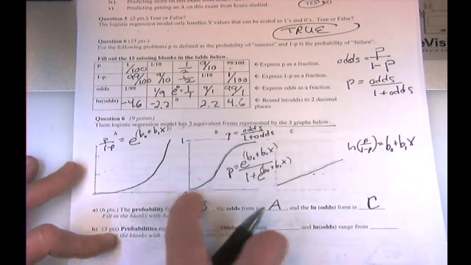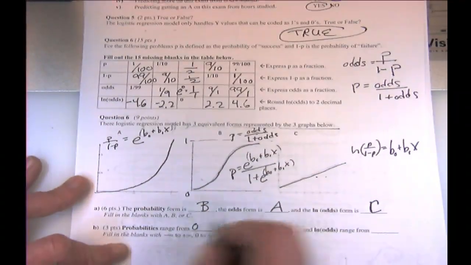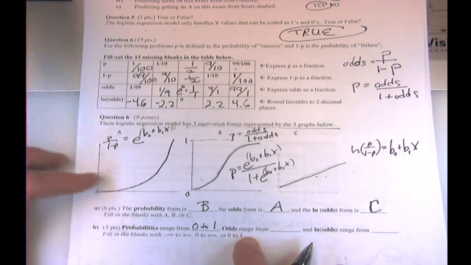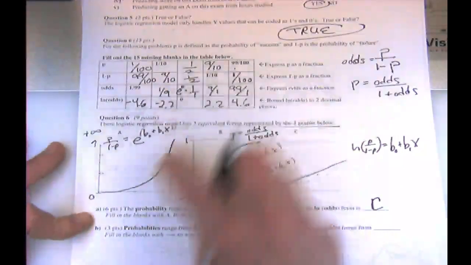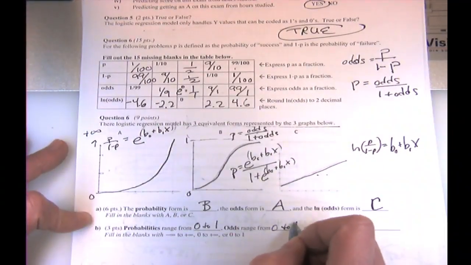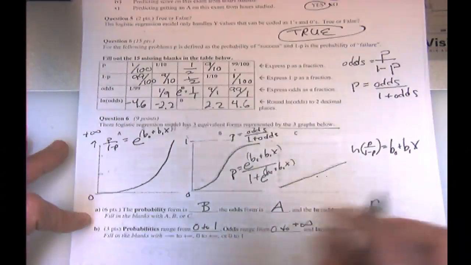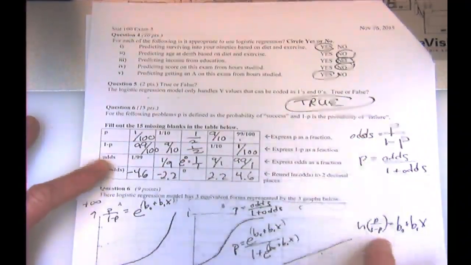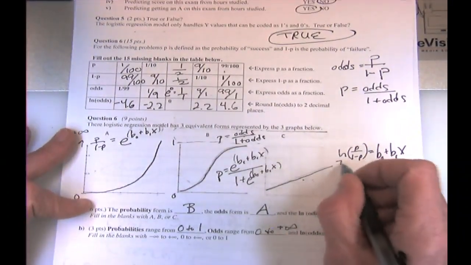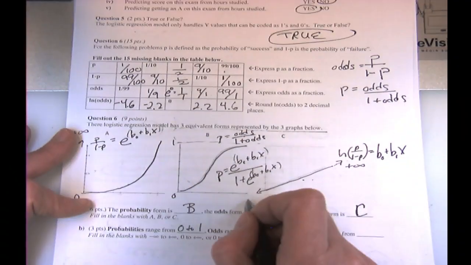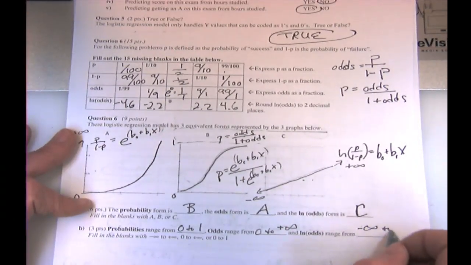Okay, so probabilities range from 0 to 1. Of course, you know that. And odds range from what? They range from 0 all the way up to positive infinity. And you can see that the log odds are going to go from negative infinity to positive infinity. So they go up to positive infinity and down to negative infinity. All right, so that's the idea. And any questions?